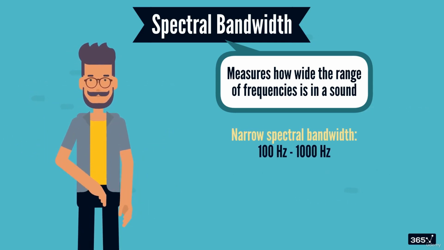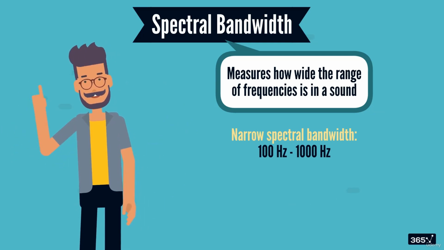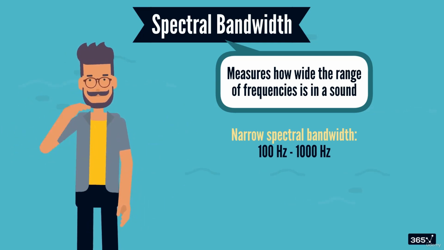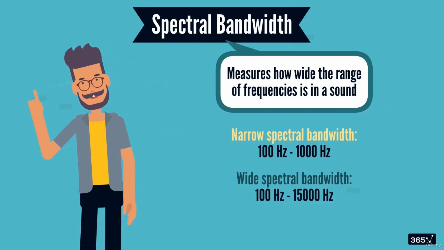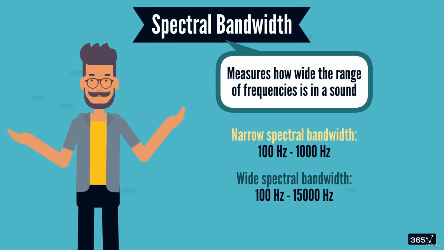A narrow spectral bandwidth indicates concentrated energy at few frequencies, which is typical of simpler, smoother sounds like pure tones or steady vowel sounds. A wide spectral bandwidth indicates a broader range of frequencies in noisy or complex sounds.